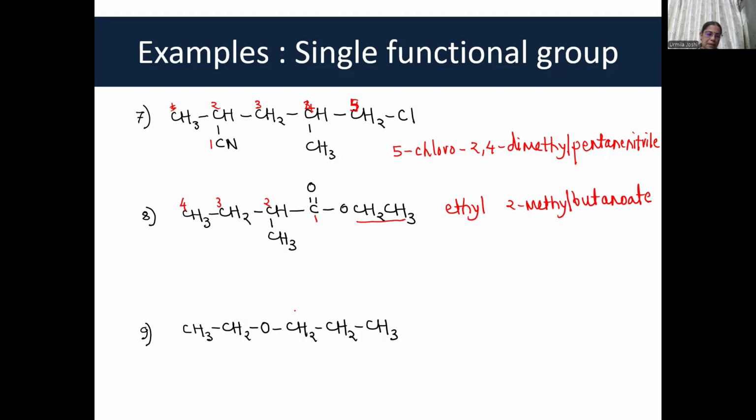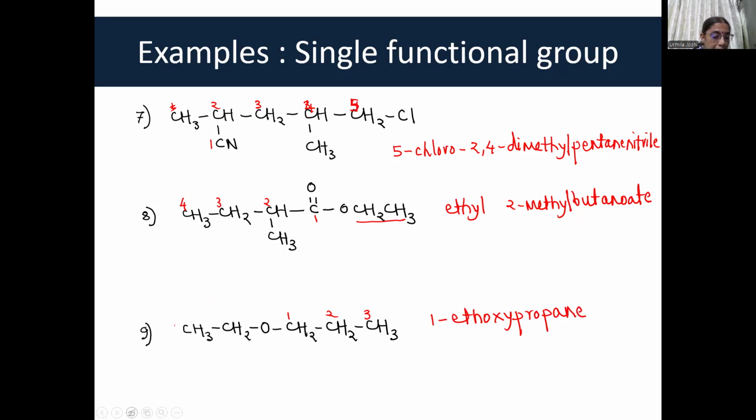Now coming to this. Okay, there are 2 ways to name this. One is it can be named as ethoxy derivative of propane. Okay, so if you want to name it as ethoxy derivative of propane, you number it like this. And what will be the name? 1-ethoxy propane. 3 carbons, so propane. So it is going to be 1-ethoxy propane.